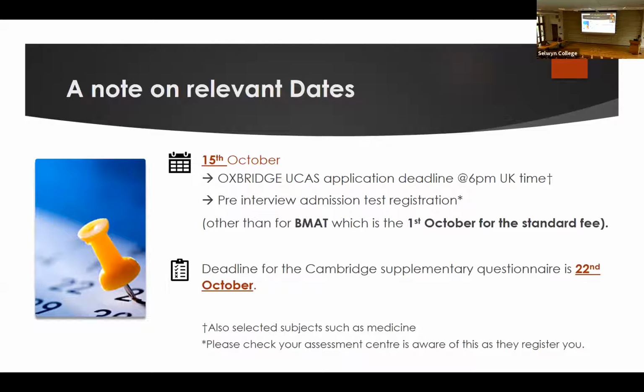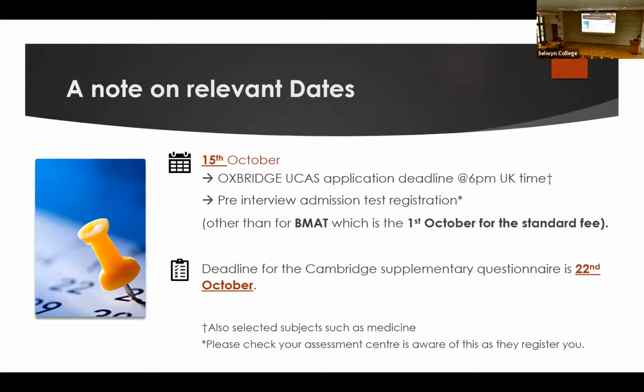The first one is that Oxbridge applications have an earlier UCAS deadline than the vast majority of other universities and courses. So the deadline for the Oxbridge applications is the 15th of October. So it'll be the 15th of October 2021 for you guys if you're applying for next year. And it's 6 p.m. UK time. So that is when your application needs to be completed by.